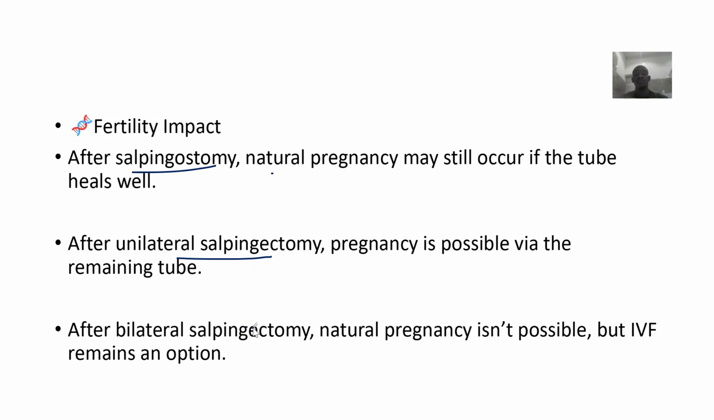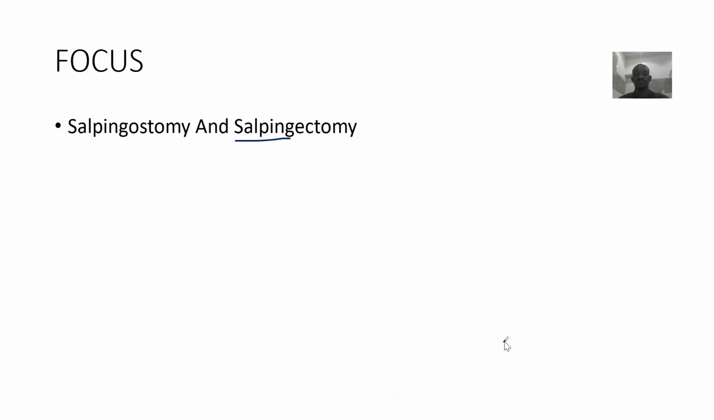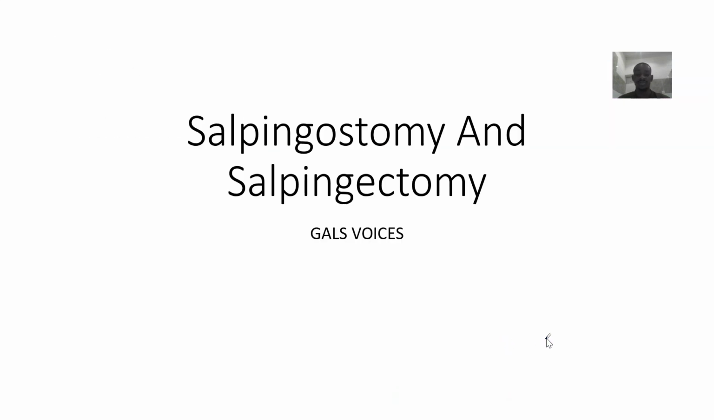But if you remove the fallopian tubes on both sides, natural pregnancy isn't possible, except they fertilize the baby outside and implant it directly into the uterus. You understand? So that's just it for these two medical procedures.